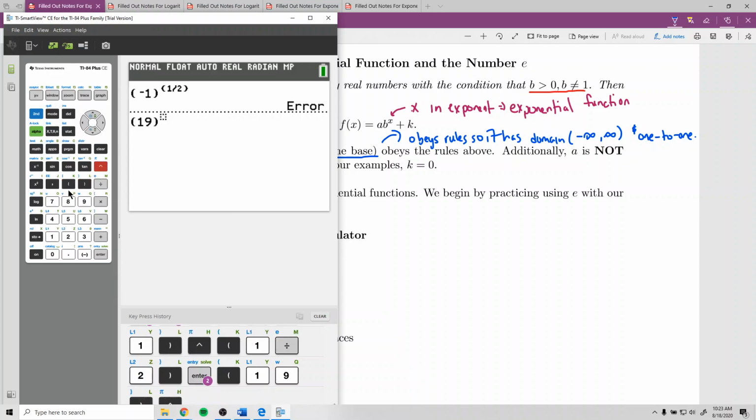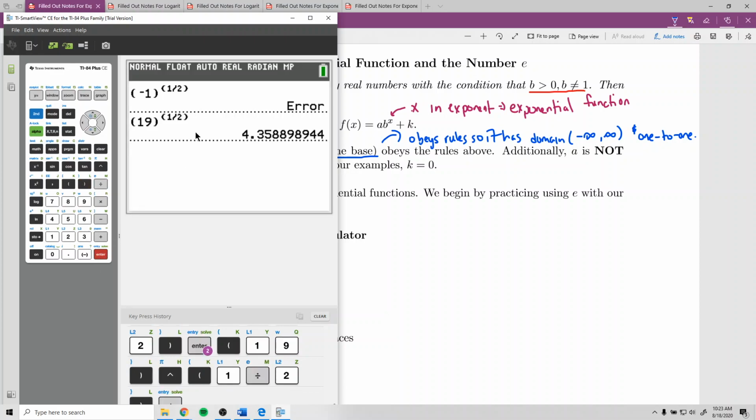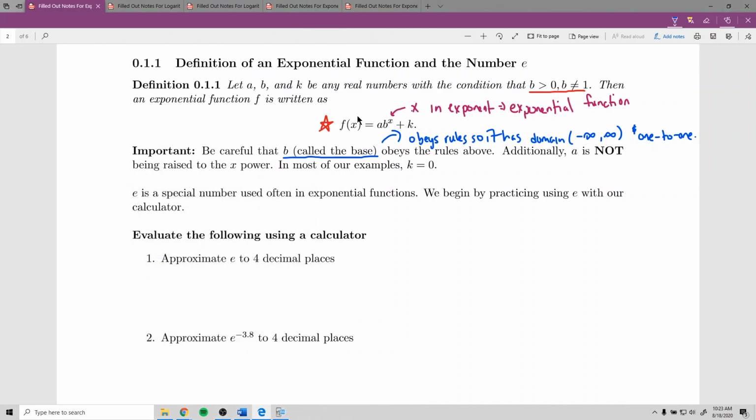But if the number in here is positive, then it's fine. Like 19 raised to the 1/2. Well, the square root of 19, as a decimal, is around 4.36, but we get out a real number. As long as this number is positive, we get a real number. The added thing, really, is remembering that we don't want b to be 1. You won't even see 1 because 1 raised to any power is 1, and we're not going to see that over and over again.